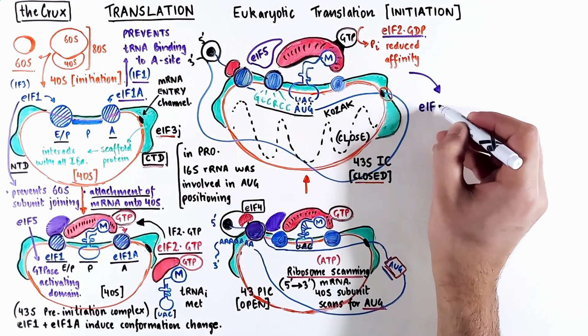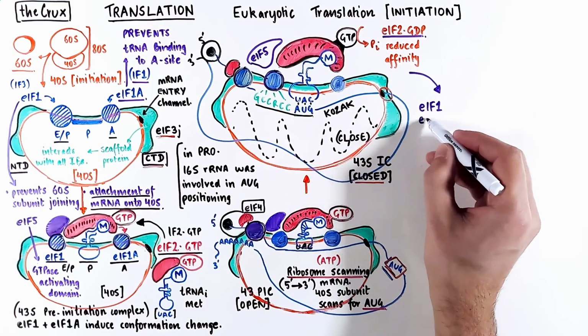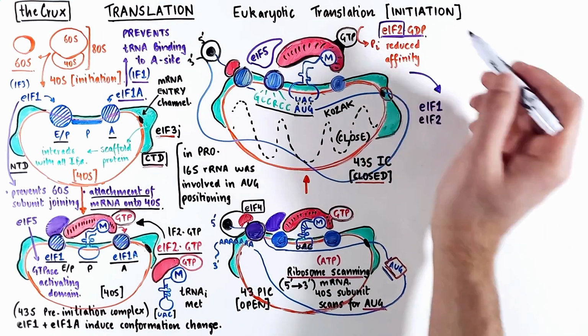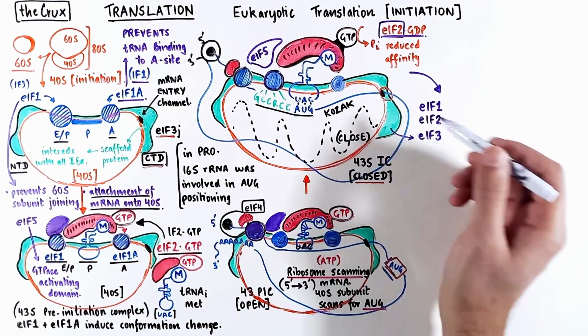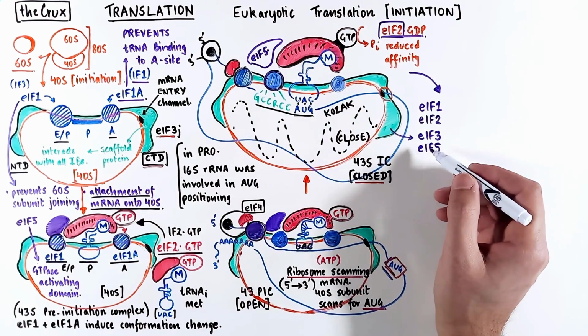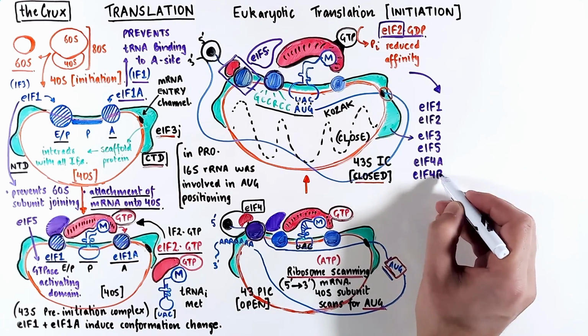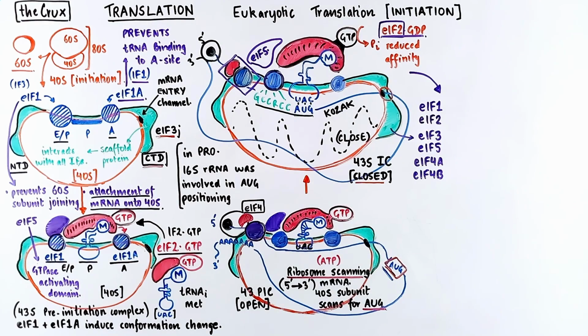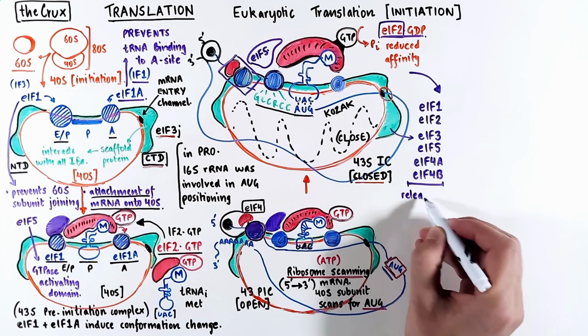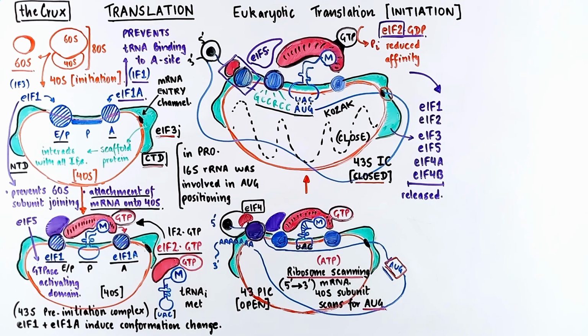The EIF1 and EIF2 interact closely, so actually both of them get released. And now this causes the EIF3, the scaffold protein, to release as well. And once the scaffold protein is out, nothing really stays on the ribosome. So all initiation factors, except for EIF1A, which is at the A site, are released.